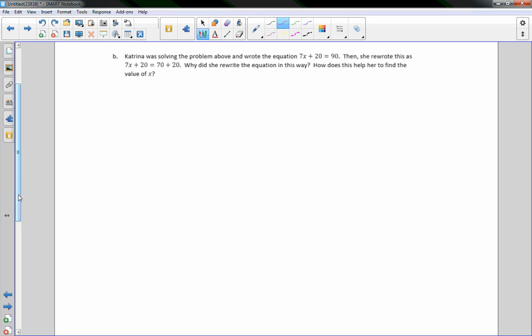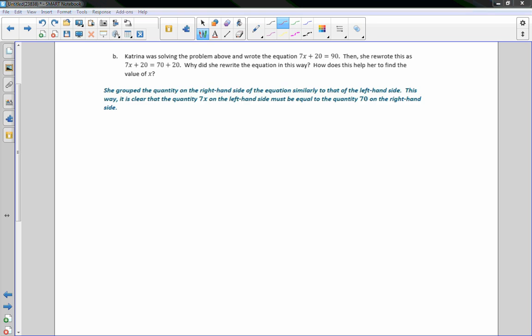Okay, B. Katrina was solving the problem and wrote the equation 7x plus 20 equals 90. And she wrote this as 7x plus 20 equals 70 plus 20. Why did she write the equation this way? And how did this help her find the value of x? Okay, so what she did was she grouped the quantity on the right-hand side of the equation similarly to that of the left-hand side. This way, it is clear that the quantity 7x on the left-hand side must be equal to the quantity 70 on the right-hand side.